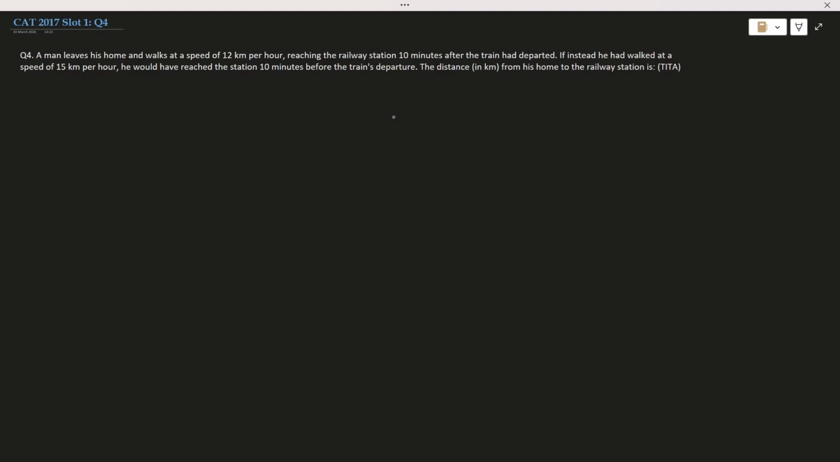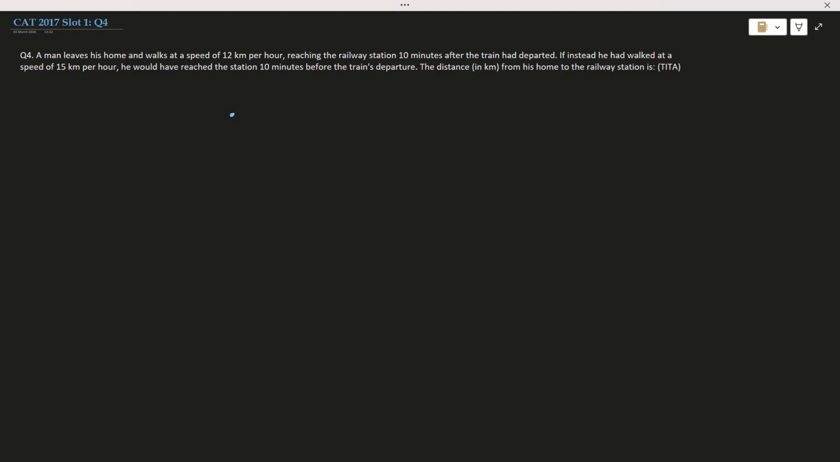If instead he had walked at a speed of 15 km per hour, he would have reached the station 10 minutes before the train's departure. That means he would have been 10 minutes early. The distance in kilometers from his home to the railway station is, this was also a typo in the answer.